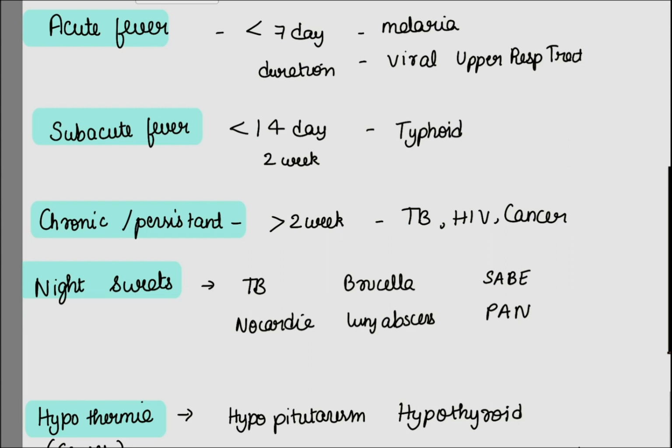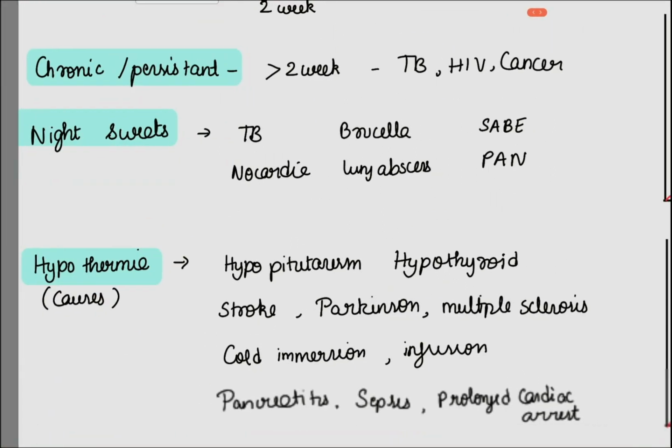Usually we see them in TB, brucella, subacute bacterial endocarditis, nocardia, lung abscess, and polyarteritis nodosa. Then hypothermia, anything which is less than 36 degrees Celsius or less than 95 degrees Fahrenheit. The causes include hypopituitarism, hypothyroid, stroke, Parkinson, multiple sclerosis, cold immersion, cold infusion, pancreatitis, sepsis, prolonged cardiac arrest.